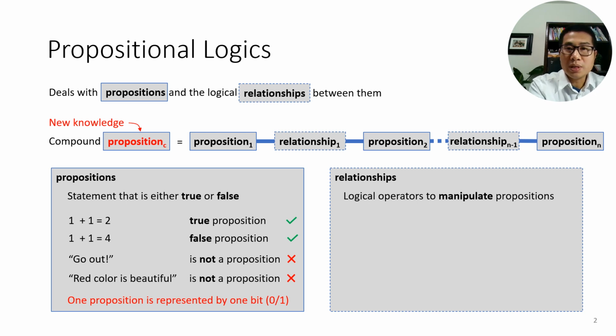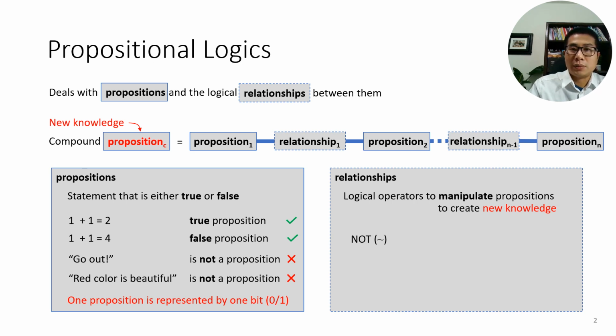Now, we also said logical operators are the relationships used to manipulate propositions. And why do we have to manipulate them? It's actually combining them, and the important thing is to create a new compound proposition, and that one is the new knowledge that we want. Because in our computer, we don't just represent data, we want to do computation like addition and division, and so we need to combine bits in order to get a new bit. That one is to generate new knowledge.